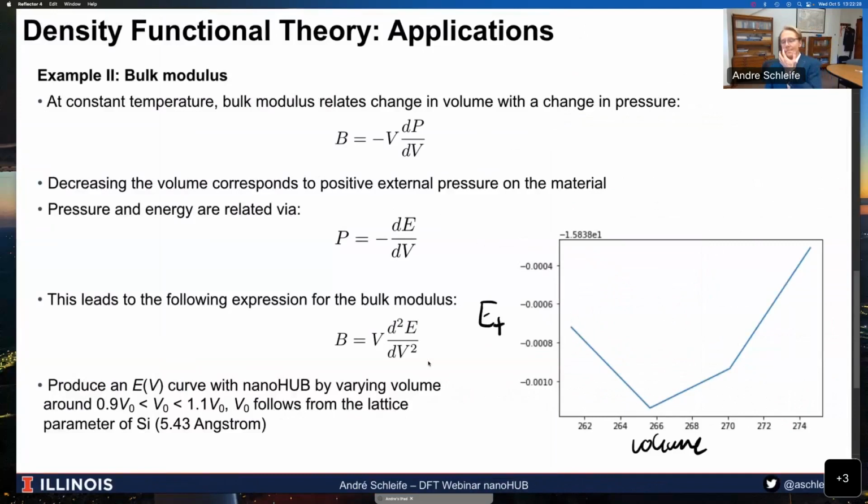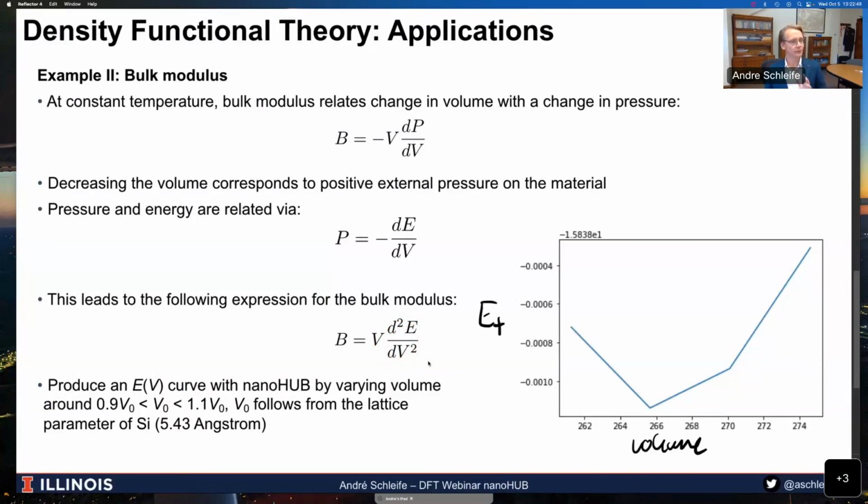All right. And from this figure, you can now compute the curvature, right? You could look at the curvature of this figure. This is a little coarsely sampled, so maybe you want a couple more data points to sample this nicely. Then you fit a parabola to it. And from the parabola, you can then determine the second derivative and use that to compute the bulk modulus.